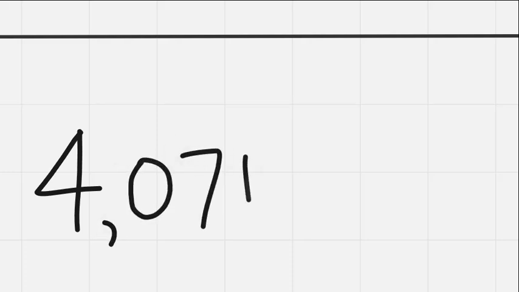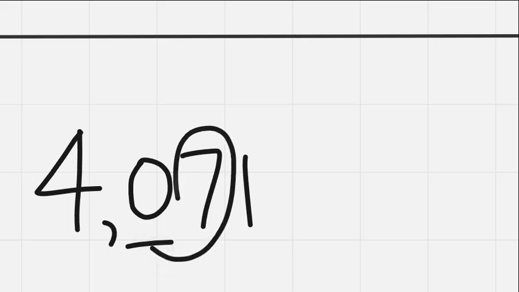There's only one more problem left. The last number we're going to round is 4,071. Please copy this down. What number is in the hundreds place value? The 0 is in the hundreds place value. The 7 will tell us how to round. We can ignore the 4 because it's in front of the 0.